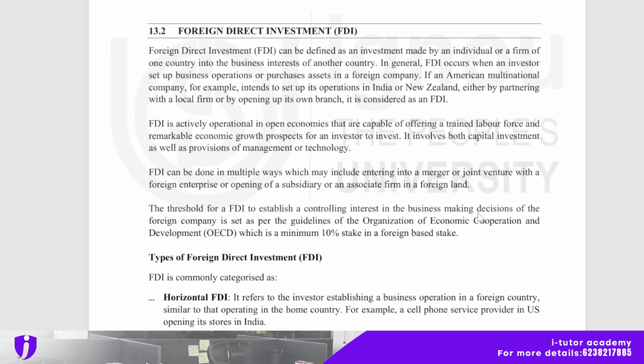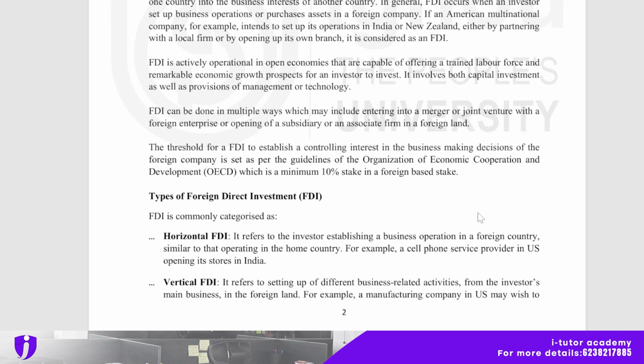Next is foreign direct investment, that is FDI. FDI can be defined as an investment made by an individual or a firm of one country into the business interest of another country. In general, FDI occurs when an investor sets up business operations or purchases assets in a foreign company. If an American multinational company, for example, intended to set up its operations in India or New Zealand, either by partnering with a local firm or by opening up its own branch, it is considered an FDI.